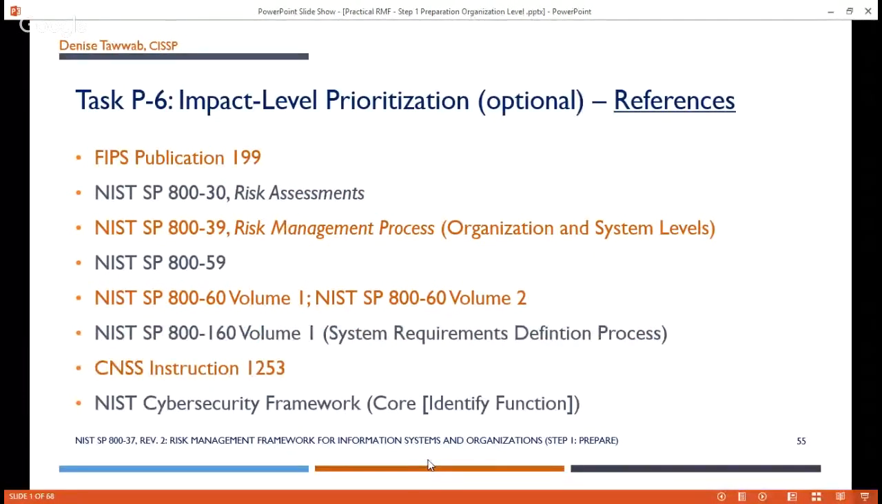When you're doing this impact level prioritization step, you can look at FIPS 199, NIST Special Publication 800-30, 800-39, 800-59, 800-60 Volume 1, 800-160, and for National Security Systems, CNSS Instruction 1253.